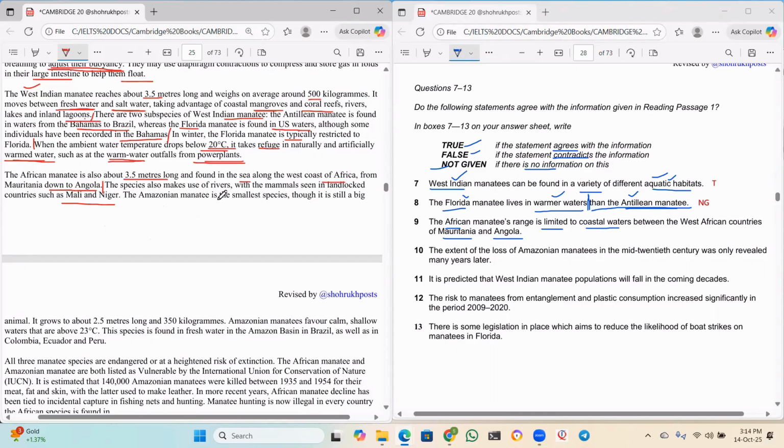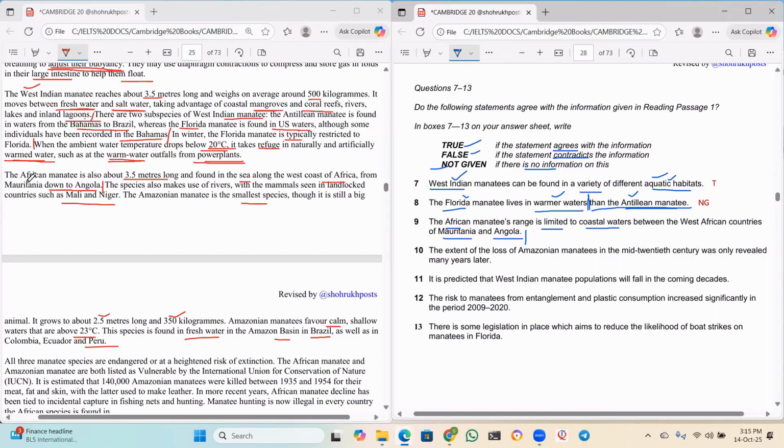The Amazonian manatee is the smallest species, though it is still a big animal. It grows about 2.5 meters long and 350 kilograms. Amazonian manatees favor calm, shallow waters that are about 23 degrees centigrade. This species is found in fresh water in the Amazon basin in Brazil as well as in Colombia, Ecuador, and Peru.